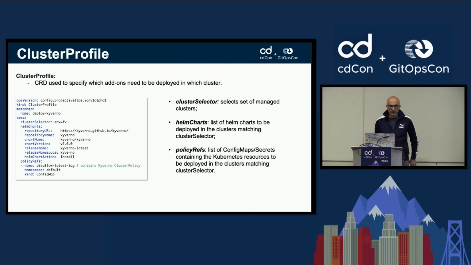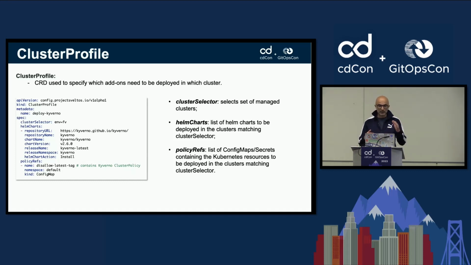The ClusterProfile is the CRD that is introduced to instruct Sveltos on what to do, and it has three main fields in the spec section. The cluster selector, which is a simple Kubernetes label selector. In this example, it is selecting all the clusters which have the label environment equals FV, which stands for functional verification.